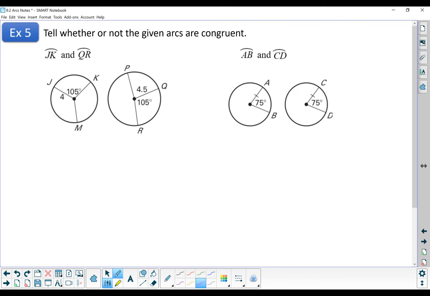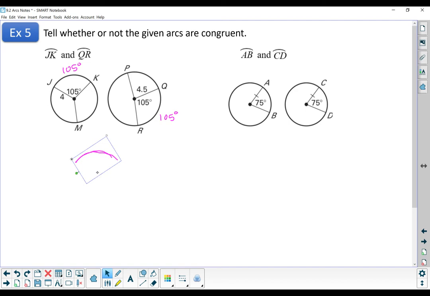So they do have to have the same measure and they have to be on circles that are the same size. We're wanting to compare here arc JK and arc QR. Now they do both have a 105 degree measure, but these two, it turns out, are not congruent arcs. I could bring them next to each other and you can see their size difference. It's not a huge difference, but you can see that that second arc is quite a bit longer than the first arc.